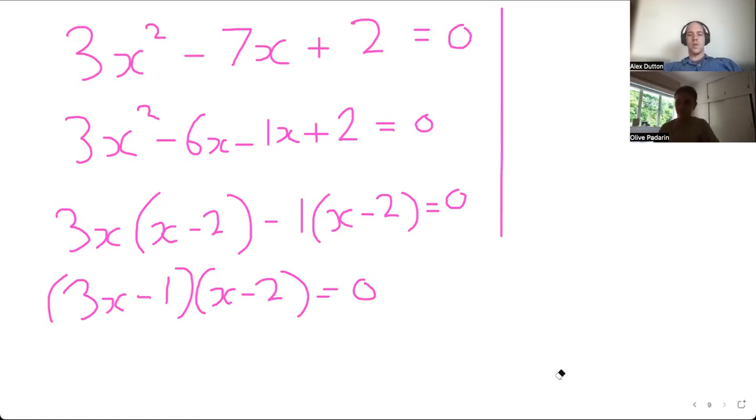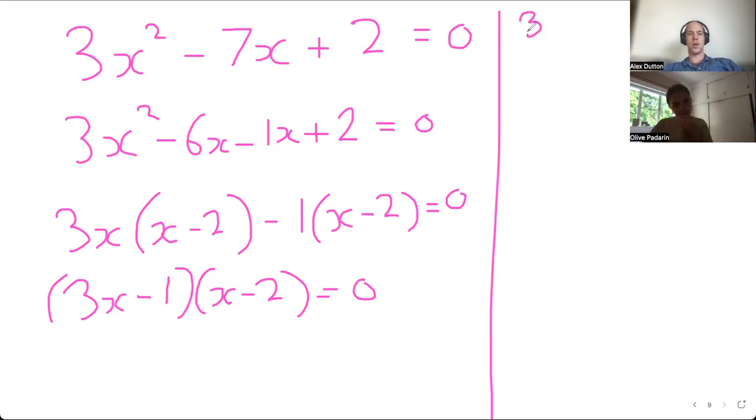Let's just check that the 1/3 works, because it's a bit trickier to see that. So what you'd have to do is put it back into the original equation. So what is 1/3 squared? Well, it would be 1/9, right? So you get 3 times 1/9 minus 7 times 1/3 plus 2 equals 0.